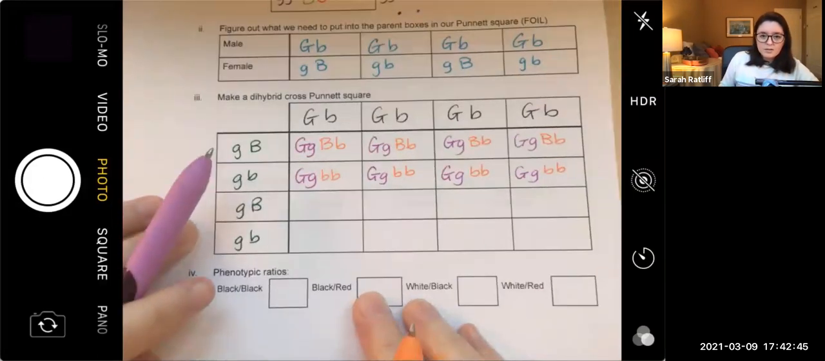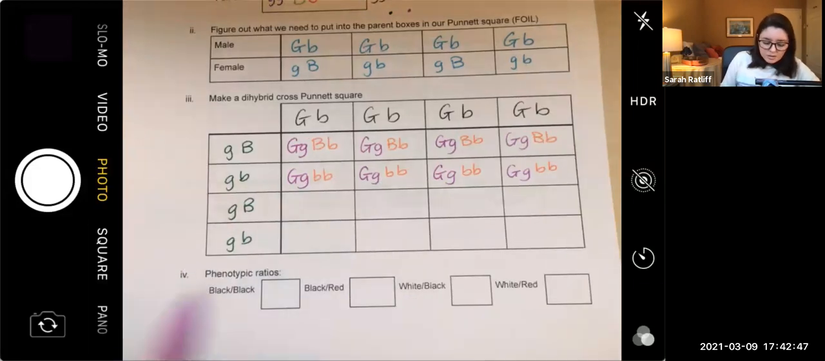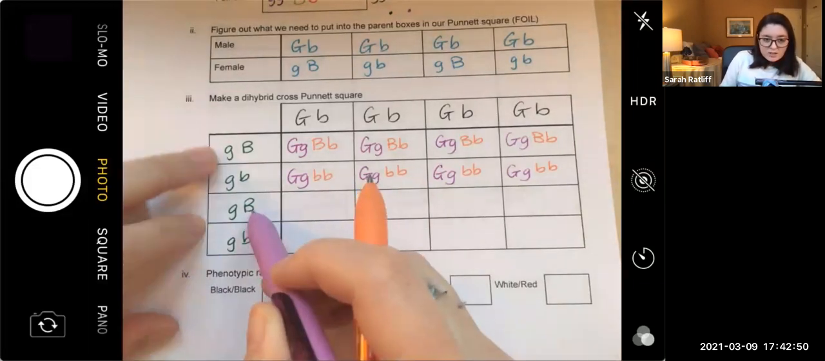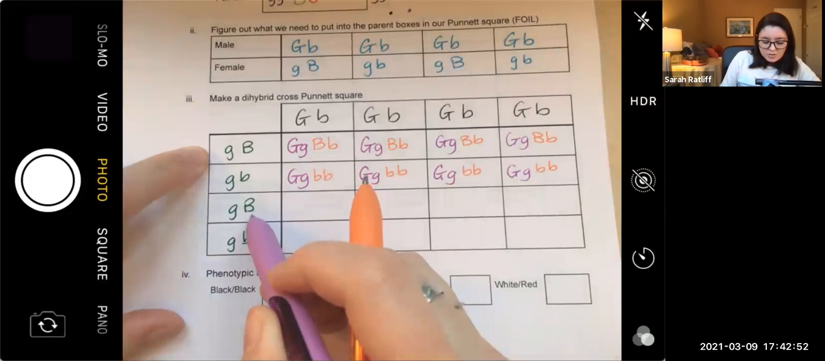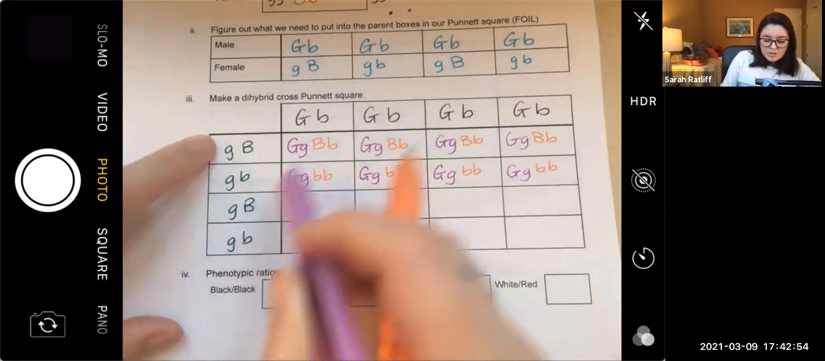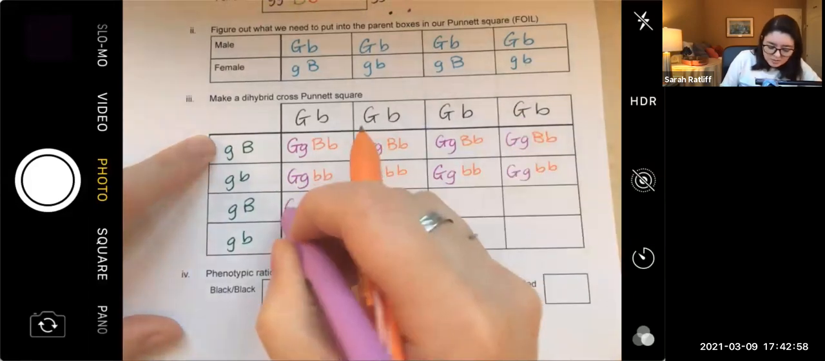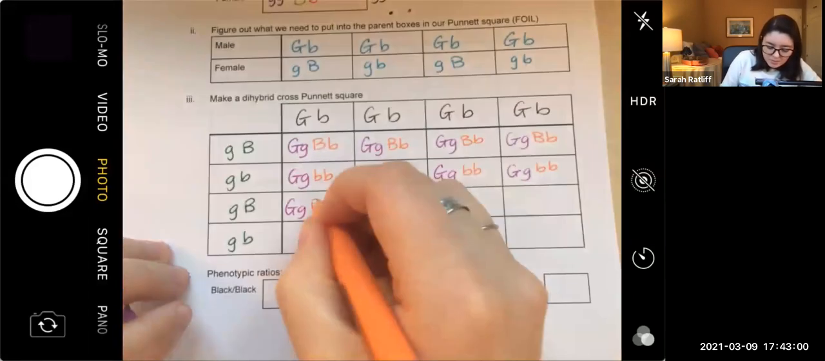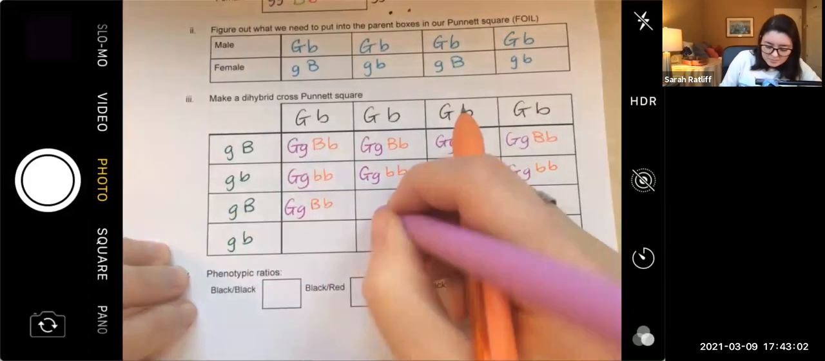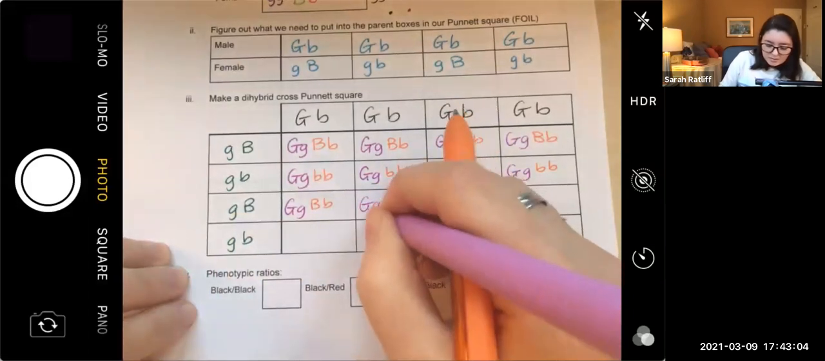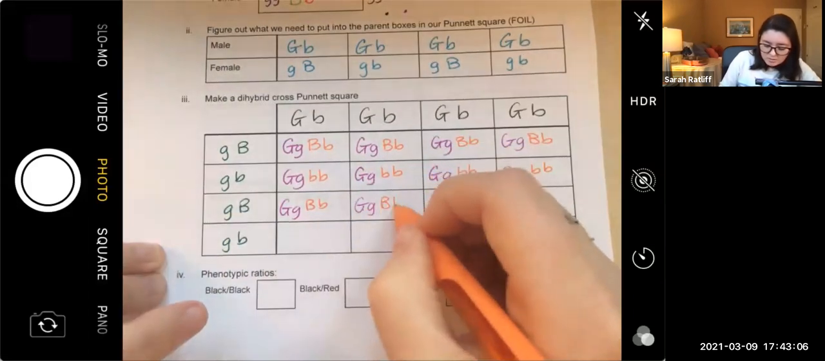All right, moving along here. This one is going to look just like our first row because our genotypes are the same here and our genotypes are the same there. So big G from dad, little g from mom, big B from mom, little b from dad. And repeat all the way across.